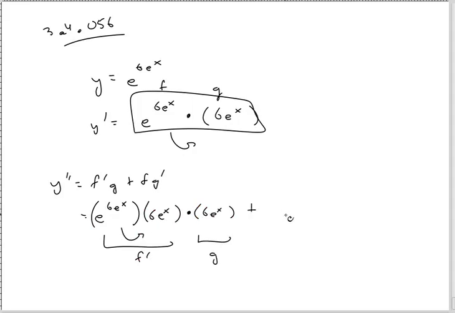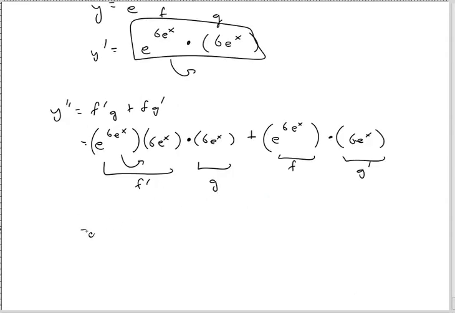And then plus, I guess I could leave this one alone, finally. That's my f. And then my g prime, what's the derivative of this? Is itself. It doesn't actually change. That's your derivative, your second derivative. You can actually simplify this a little bit by moving out. Well, you can just combine like terms, I guess.